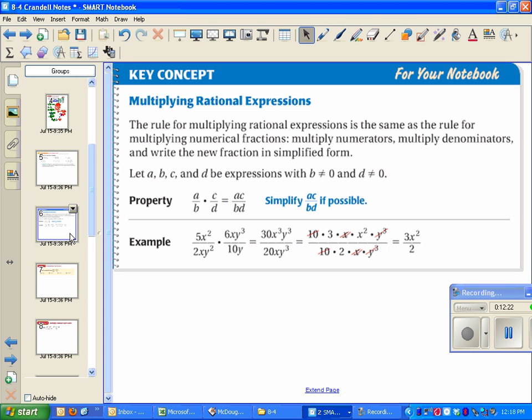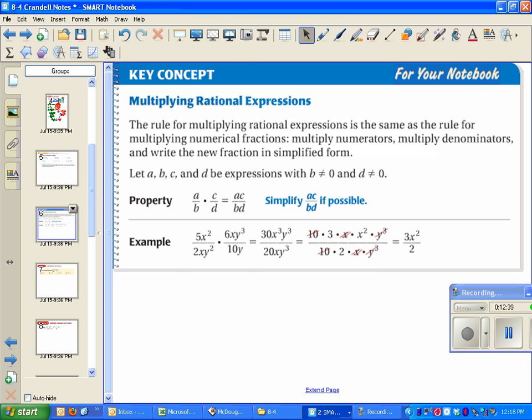All right, the next part is multiplying. So when we multiply, you guys are getting really good at this. We've had a bunch of examples. So when we multiply, make sure we multiply across. So multiply the top with the top and the bottom with the bottom.